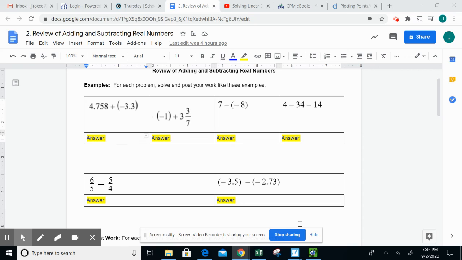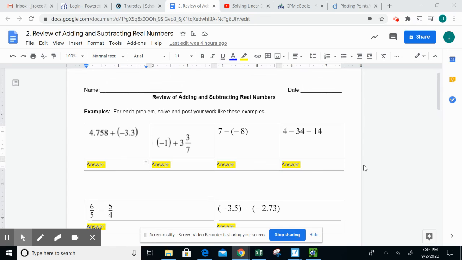Asynchronous learning for Thursday. Basically, a continuation of what we started the day before. As you can see, it says review of adding and subtracting real numbers. So we started the process of adding. I have two more examples for addition, and then I have four for subtraction. I'm going to go through these six with you up top.